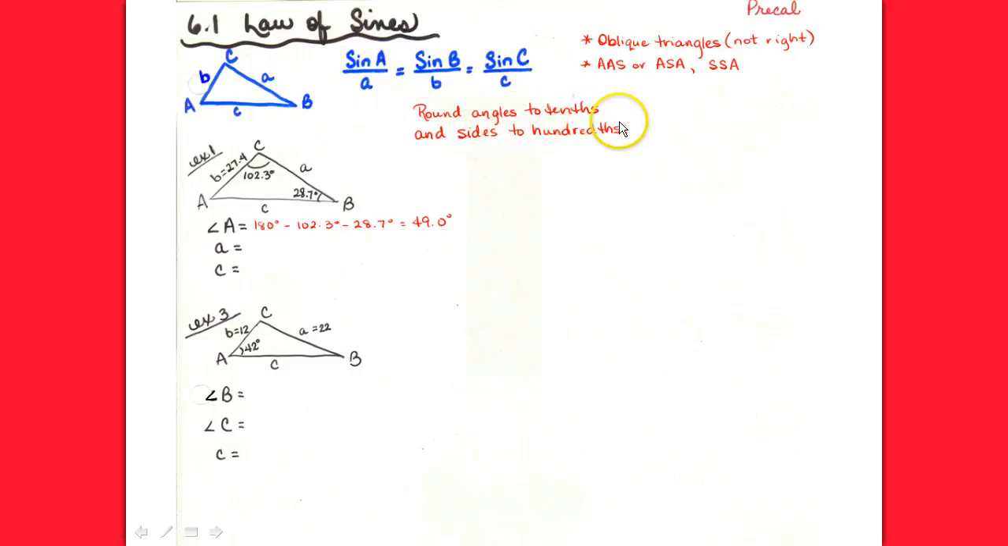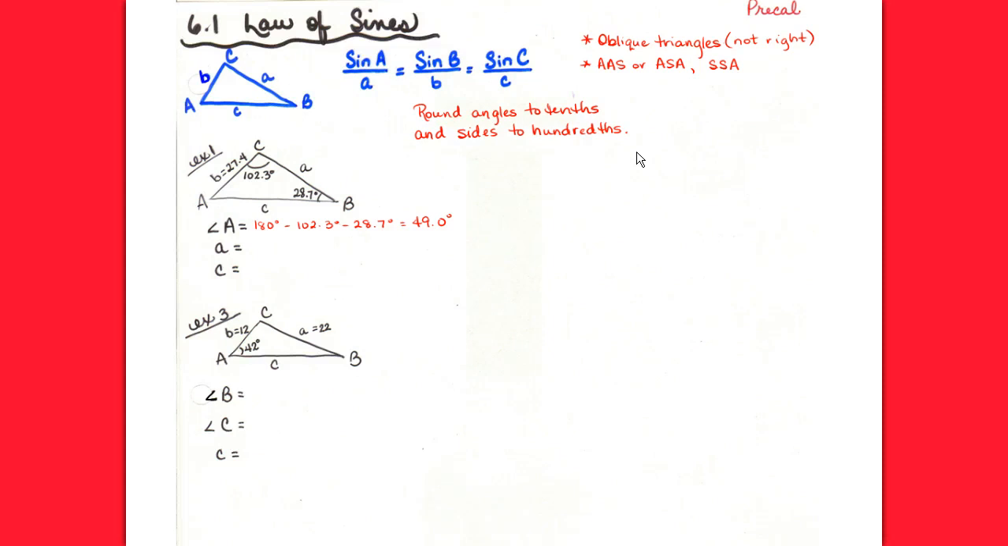Subtract angle B and C from 180. Okay, subtract angle B and C from 180. 180 degrees in the triangle, subtract the two angles that I already know, and that'll tell me the third angle. When we were doing this before, we were rounding our angles to the nearest tenths, and we were rounding our sides to the nearest hundredths. So let's just keep going with that pattern so that we won't have any question of what to round to.